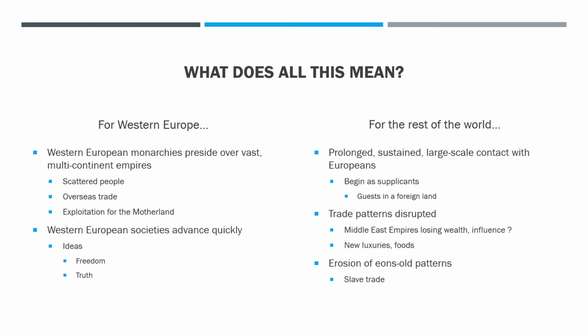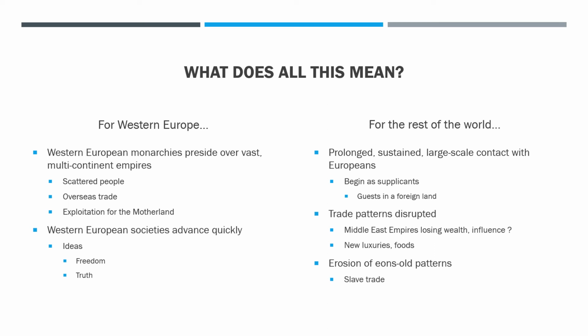For the rest of the world, it means that there's prolonged, sustained, and large-scale contact with Europeans for the first time in human history. Trade patterns begin to be disrupted. Some empires begin to lose their edge, particularly in the Middle East. They begin to kind of recede. They fall behind monetarily, technologically, militarily. And it begins to erode eons of stable patterns.